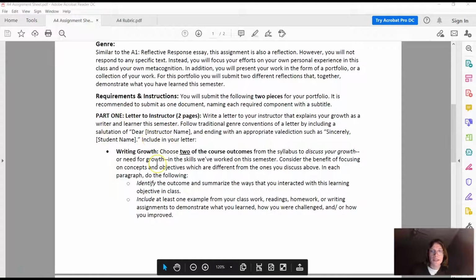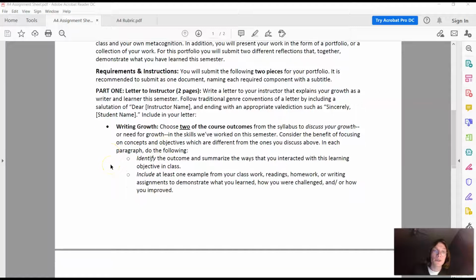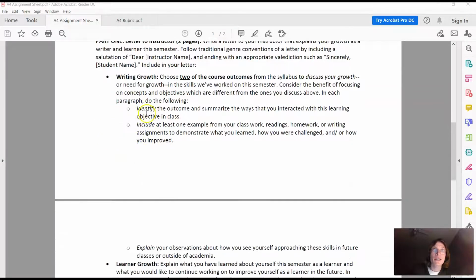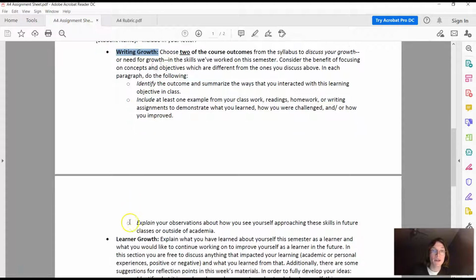On a broad level, what this assignment is, you're going to be writing me a letter. So be sure to follow the genre conventions of what a letter is. It's going to be 2 pages, and you're going to want to divvy this up into 2 sections: one talking about writer growth and one talking about learner growth.